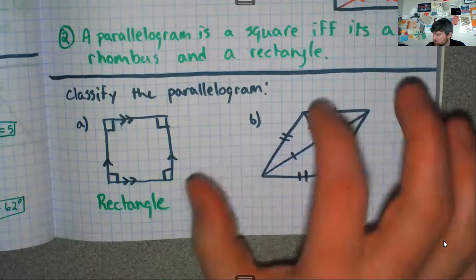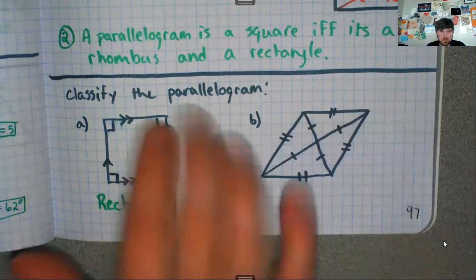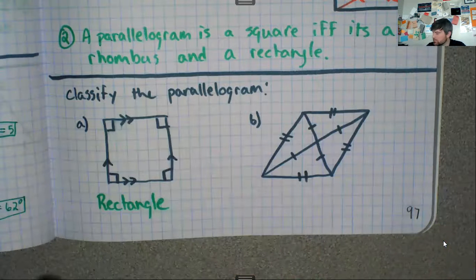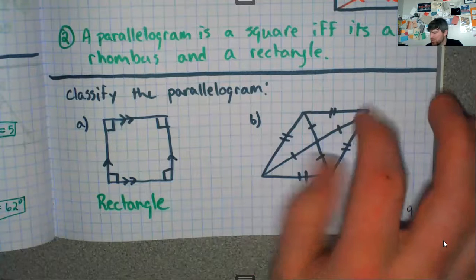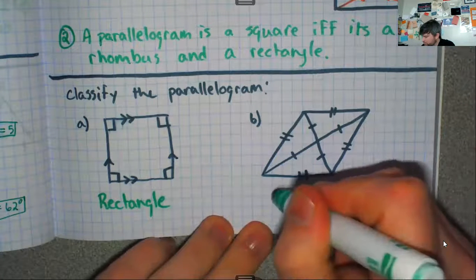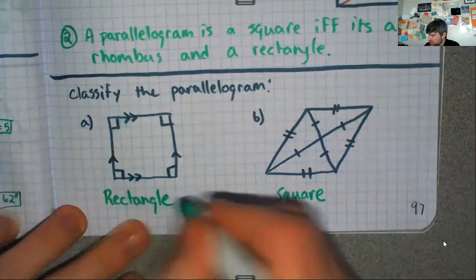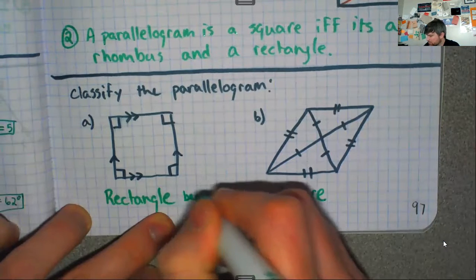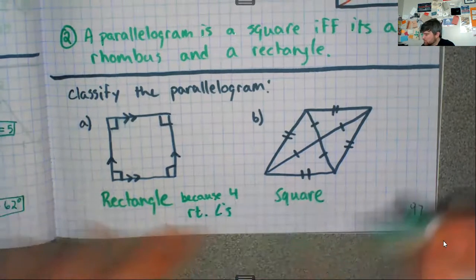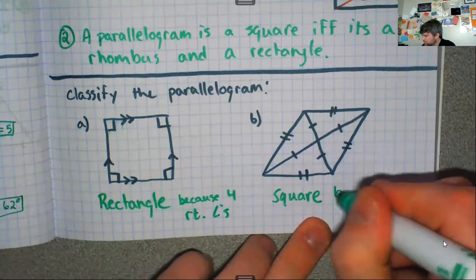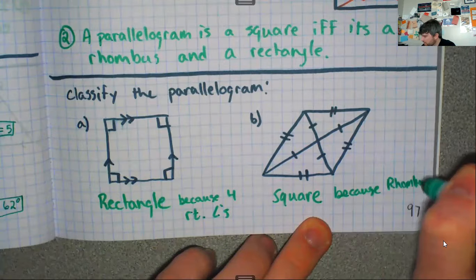Okay, even though they didn't note the 4 right angles, they noted it here instead. On this one, they didn't note the diagonals, they noted the 4 right angles. So this is a rhombus and a rectangle. Okay, so it is actually a square. Okay, we might want to say that this one was a rectangle because 4 right angles, and this one was a square because rhombus and rectangle.